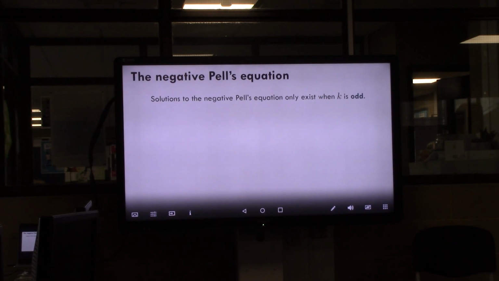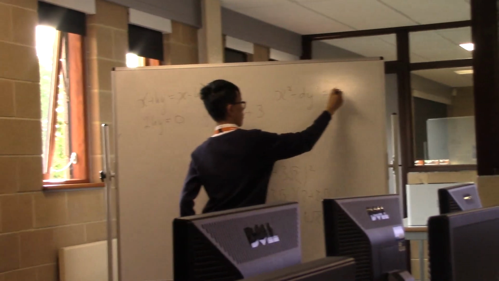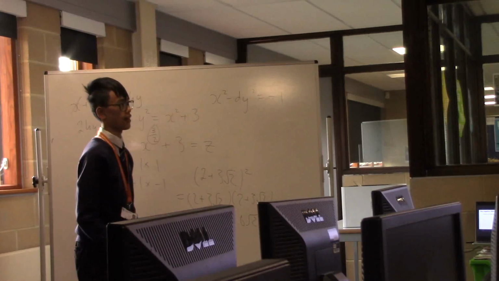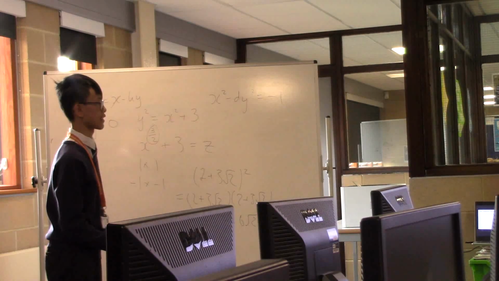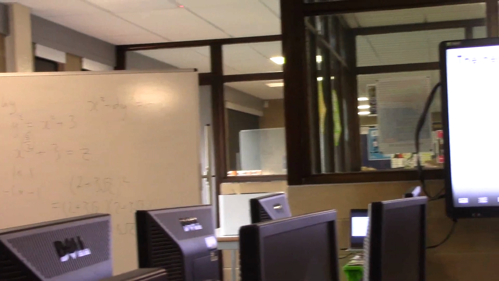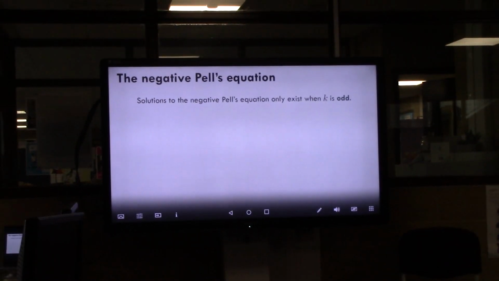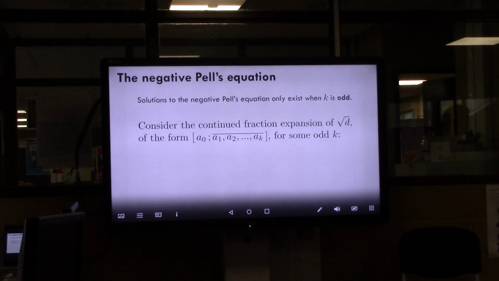And we can also consider another equation, similar to Pell's equation. That's x squared minus dy squared equals minus 1 instead of 1. Solutions only exist when k, which we saw before is the period of the continued fraction expansion, is odd. And we can get similar results as before for x over y.